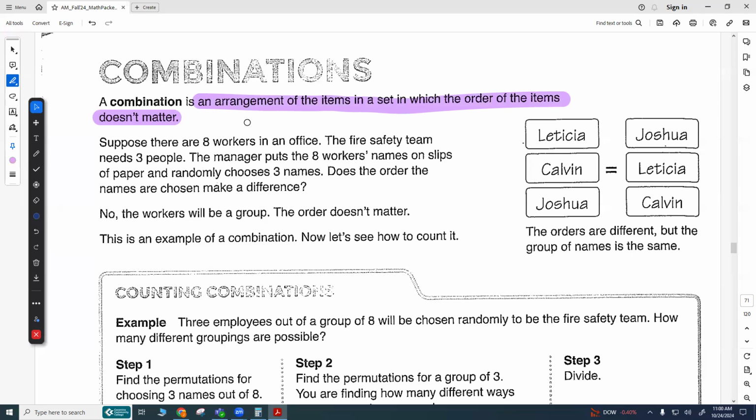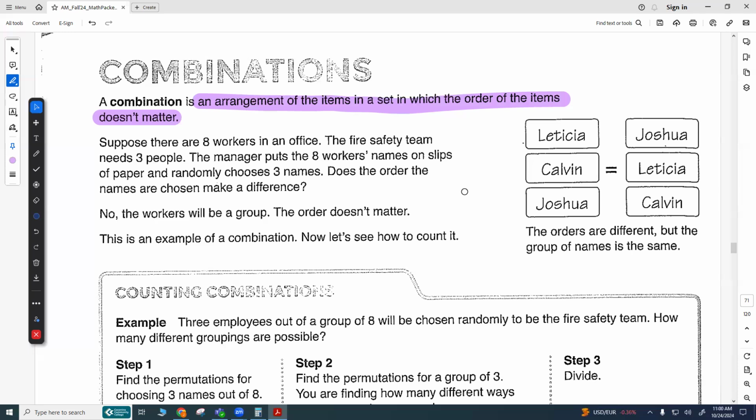There are 8 workers in an office and the fire safety team needs 3 people. So the manager puts the 8 workers' names on slips of paper and randomly chooses 3 names. Does the order the names are chosen make a difference? No, right? Because they're all just a group. The order doesn't matter. We just need 3 of the 8.